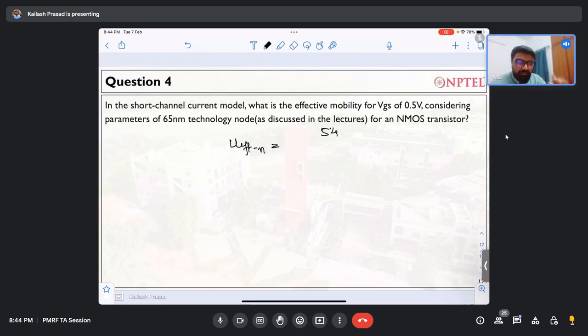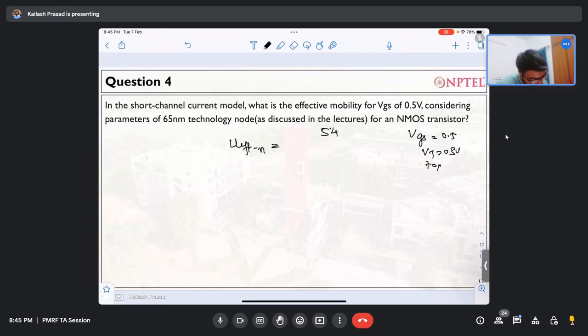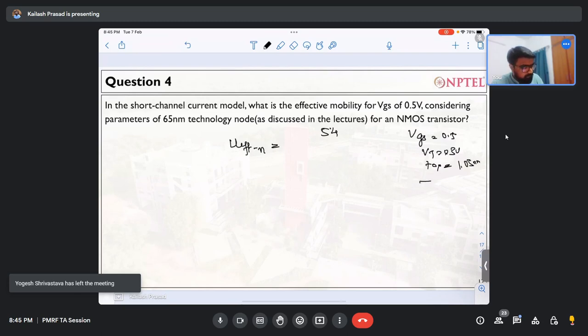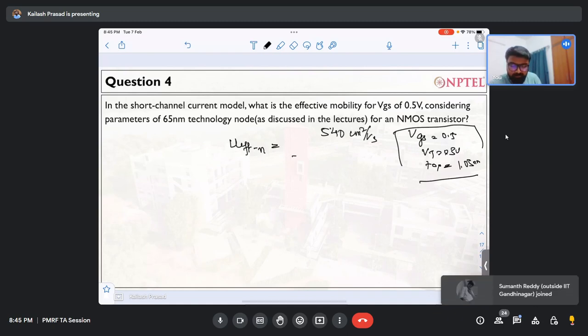But in this question, we have been provided with some values. VGS equal to 0.5, VT is equal to 0.3, and TOX is 1.05 nanometers. Using this, you have to calculate the mu effective. So the formula that we discussed in class gives 540 centimeters square per volt second.